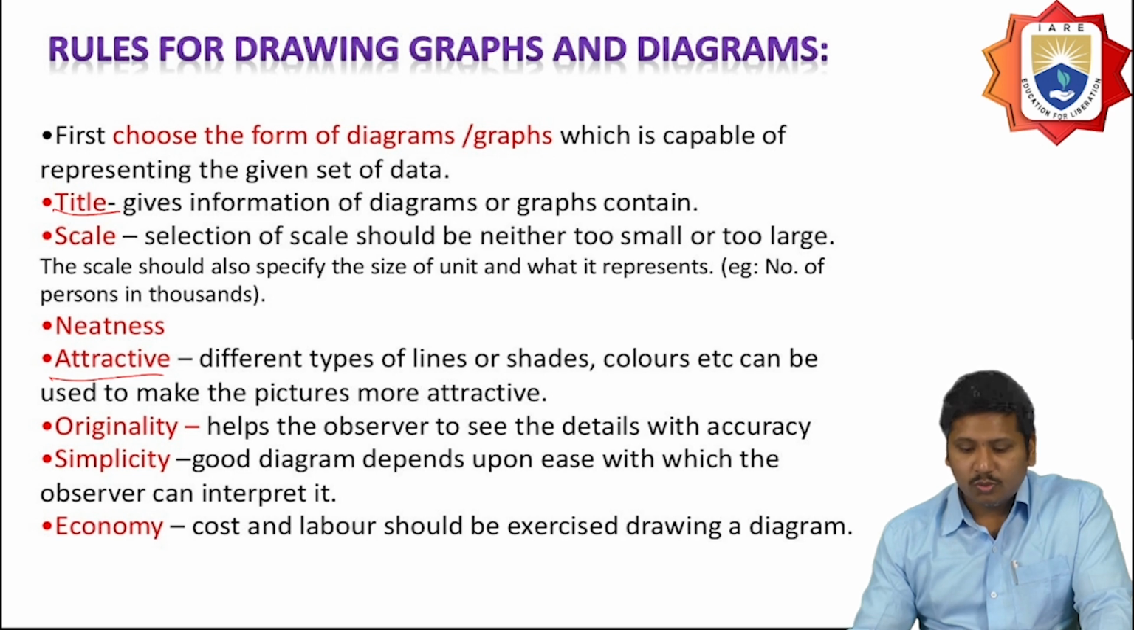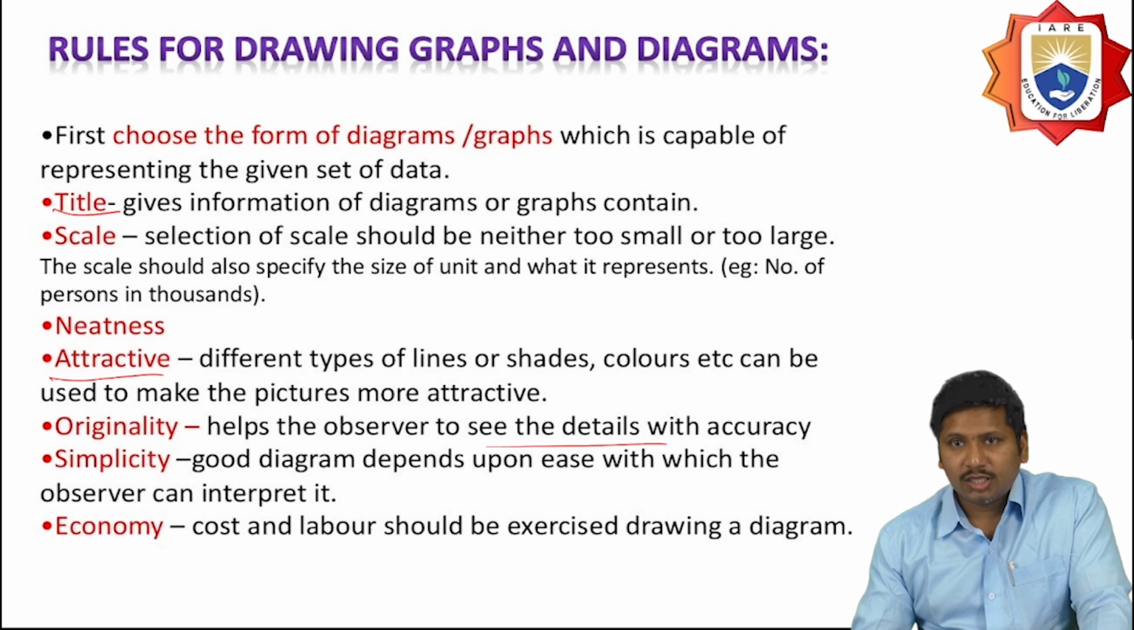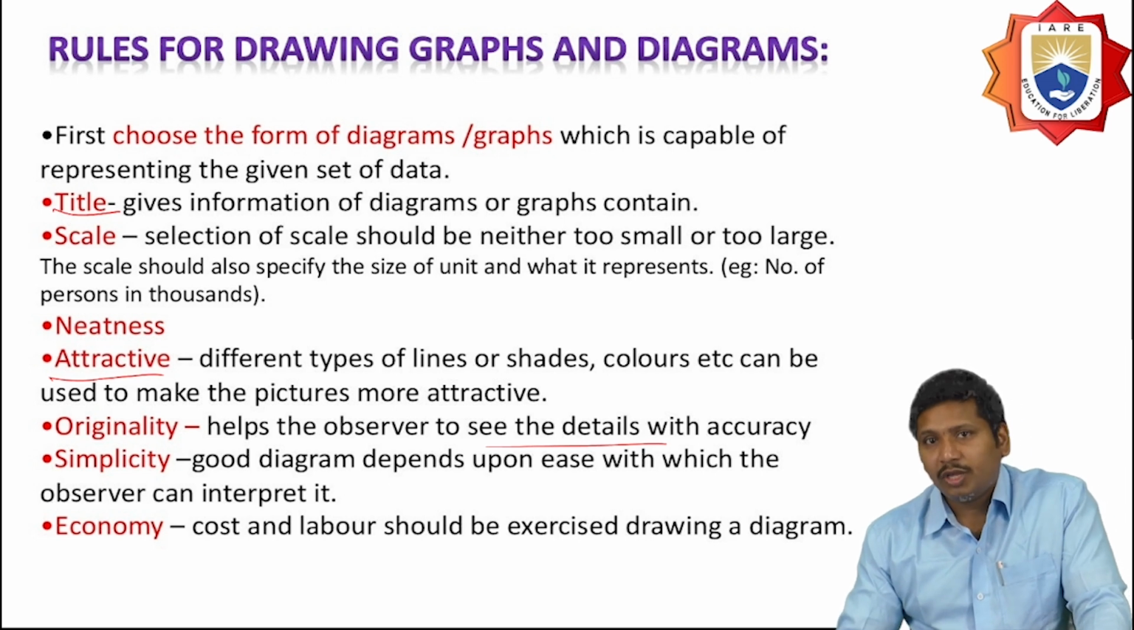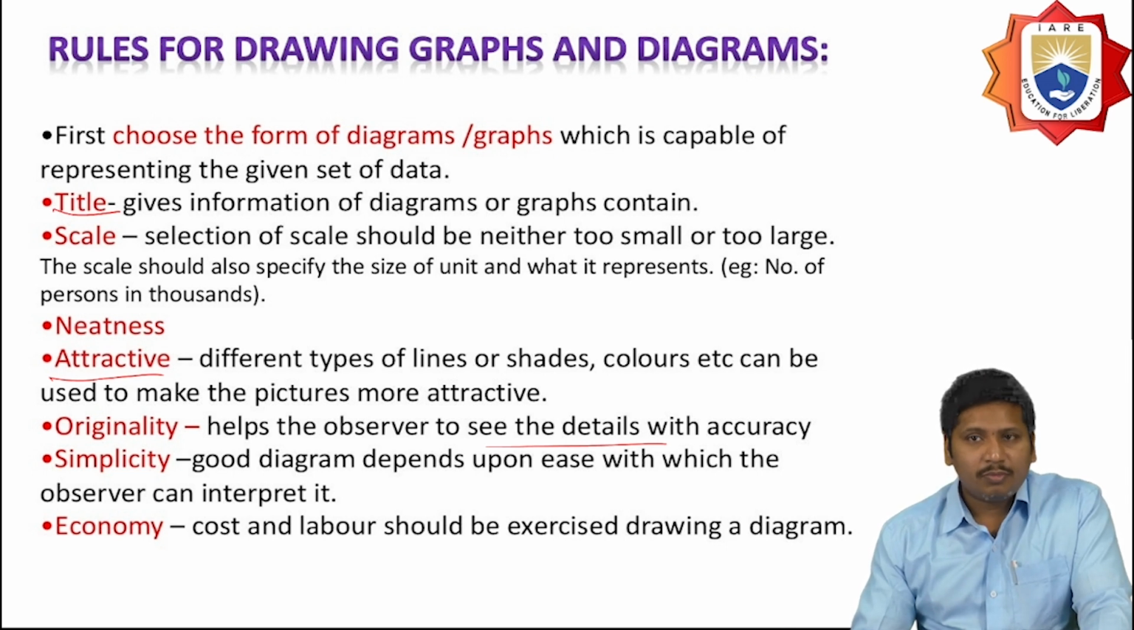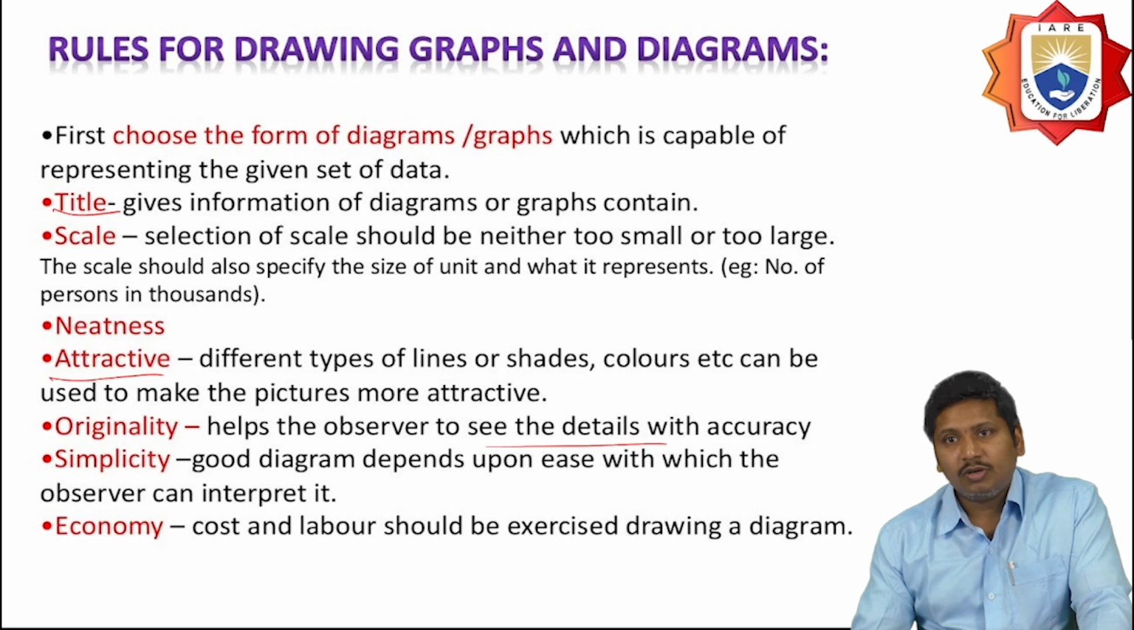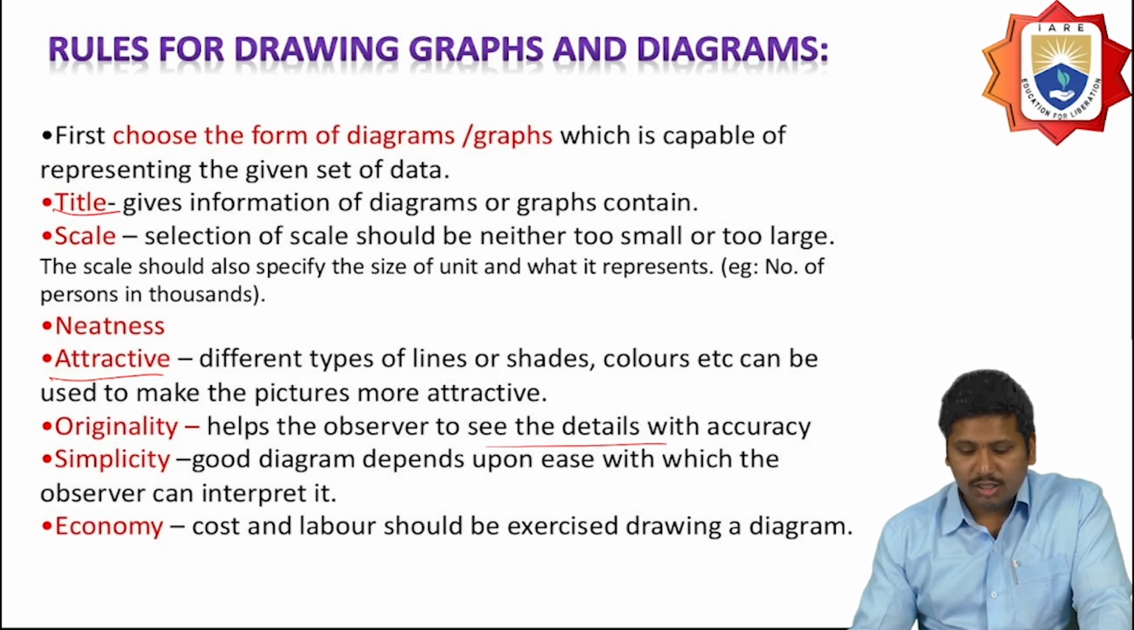And then originality. Originality makes the observer see the details with accuracy. If we show duplicate details, the observer may not be that interested, so originality of the content is very important. We have to identify where the data is coming from, whether it is primary or secondary. If the data is coming from a secondary source, the observer may not be that interested in the presentation. If the data is coming from a primary source, then it is very important, so that the observer can see the details more accurately and in detail.